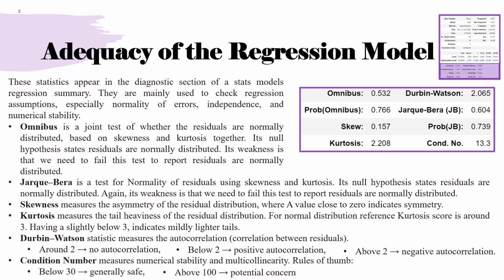Durbin-Watson statistic measures the autocorrelation between residuals. We want to see a Durbin-Watson statistic of 2, which signals no autocorrelation, to confirm the independence assumption. Condition number measures numerical stability and multicollinearity, and we target a score less than 30 for this statistic.